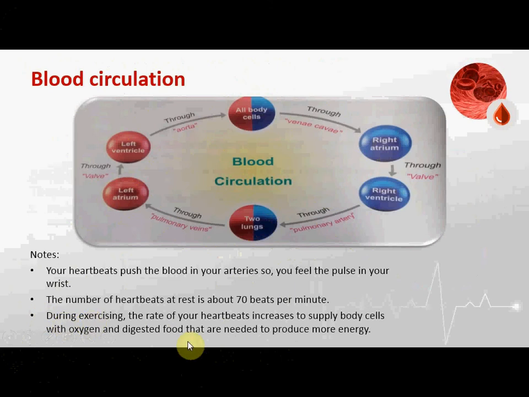During exercising, the rate of your heartbeats increases. When we do exercise, the rate of heartbeats increases to supply the body cells with oxygen and digested food that are needed to produce more energy.